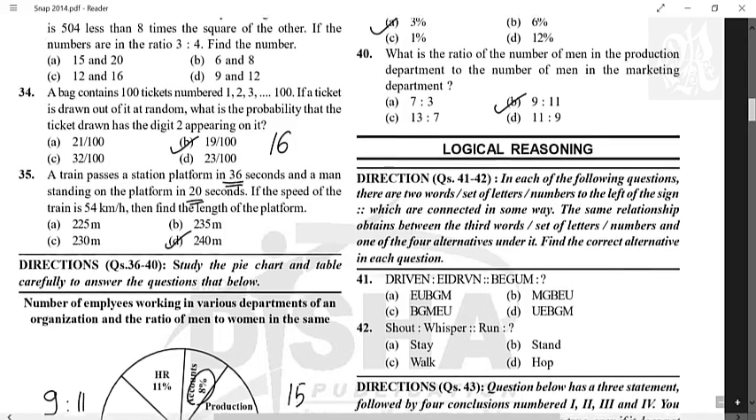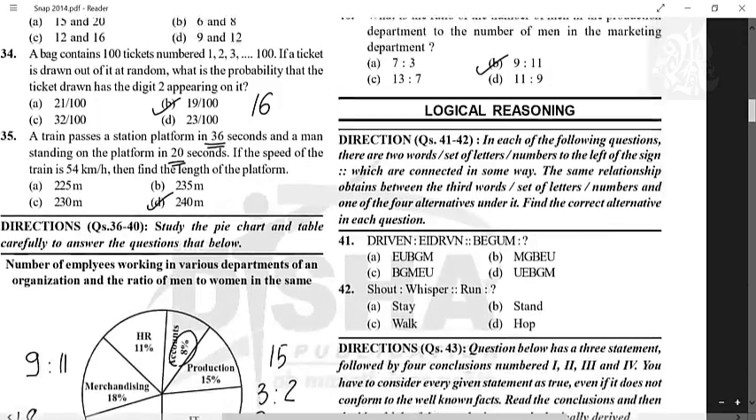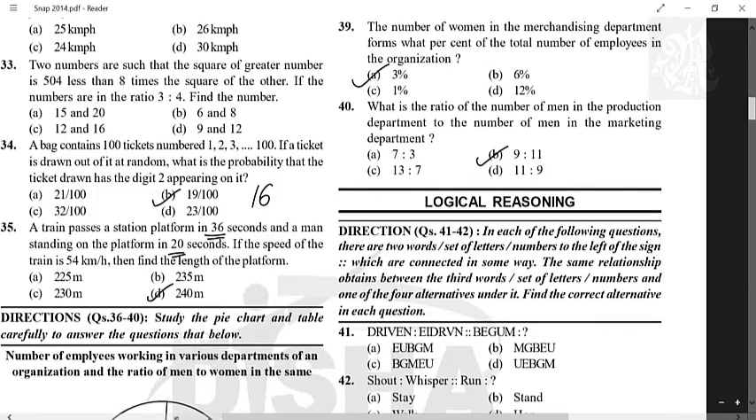So I rest my case here because I think we've done 20 questions in the first round itself, and the remaining time you can allocate in solving the rest of the questions.